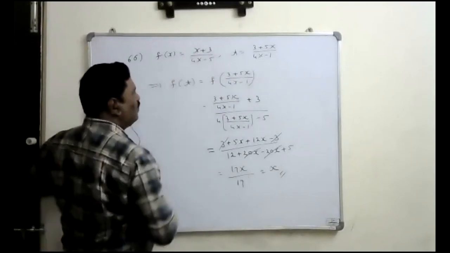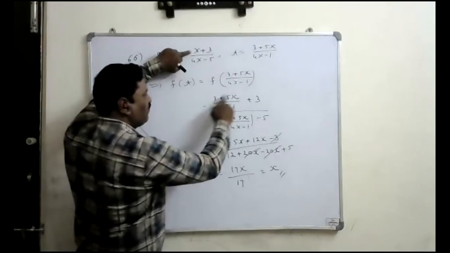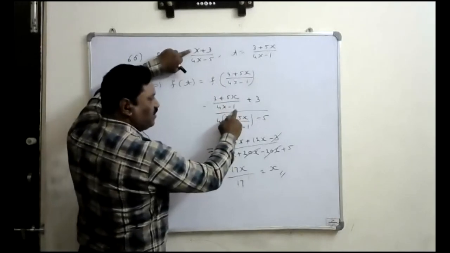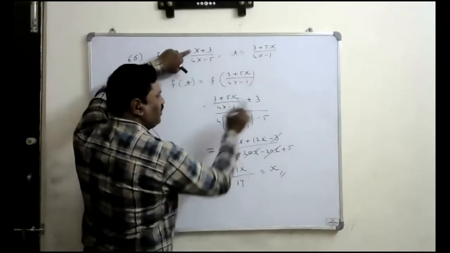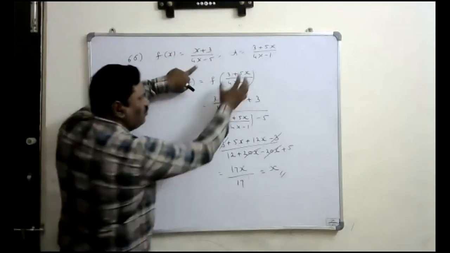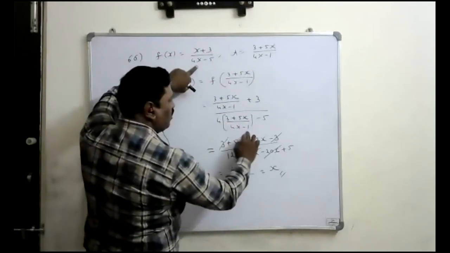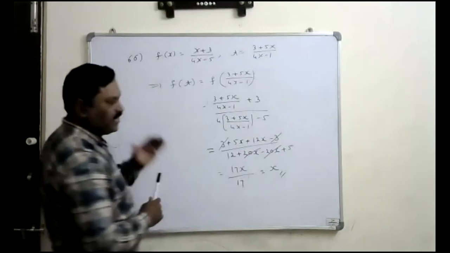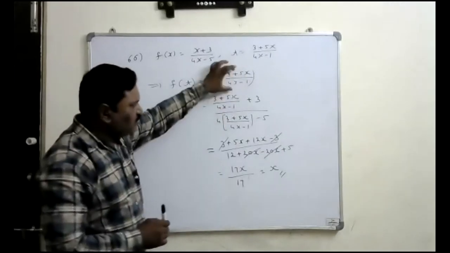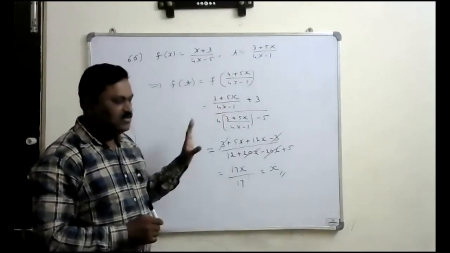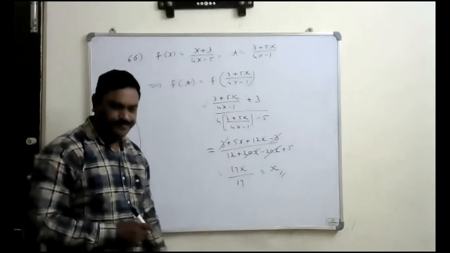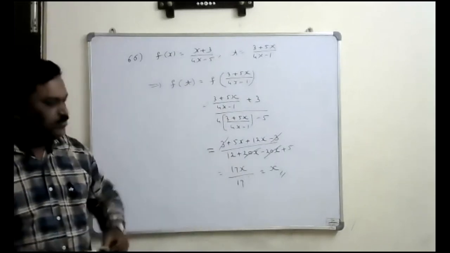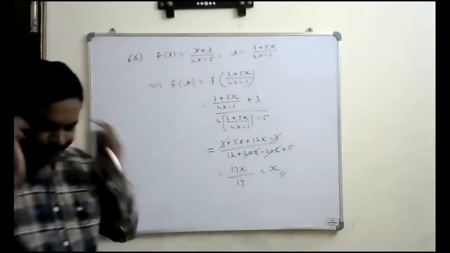So x means, 3 plus 5x by 4x minus 1. In the place of x, keep this, plus 3 upon 4 into x. x means this whole value, 3 plus 5x by 4x minus 1, minus 5. Just substitute whatever values you get in place of x. Then take the LCM, then simplify it. So all problems of this model are of this same type.